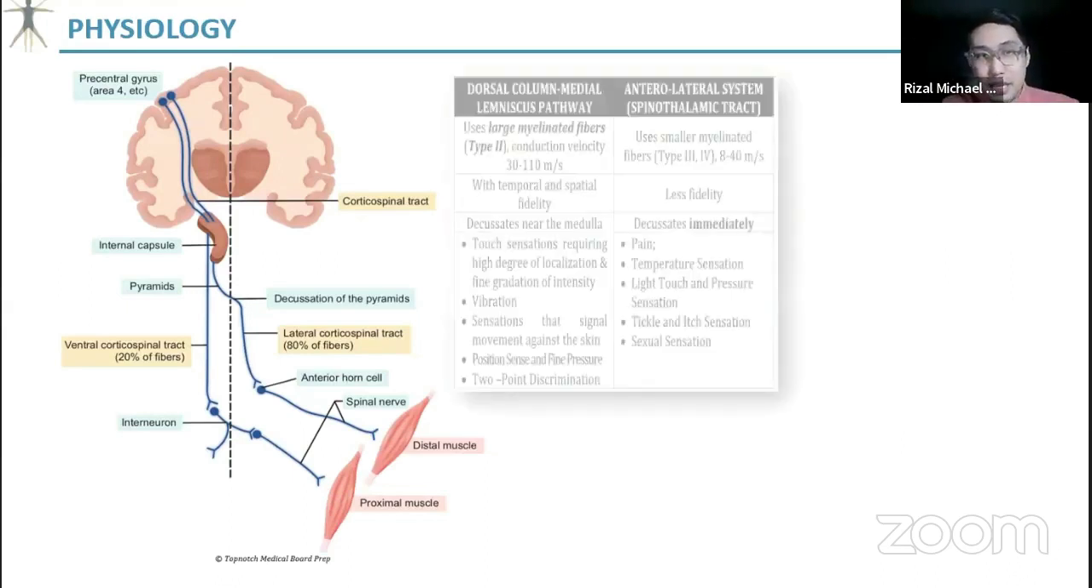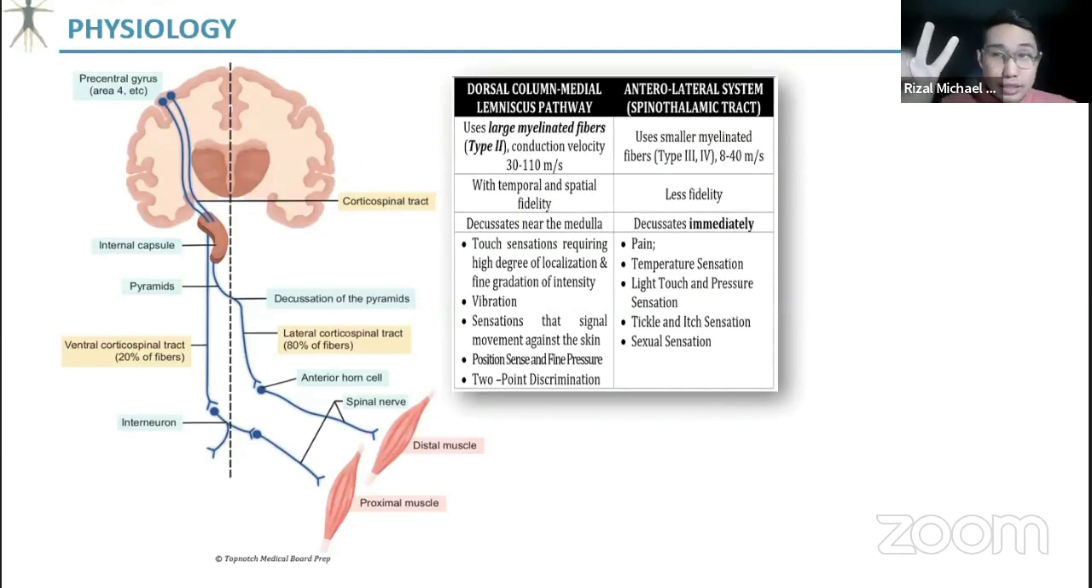Okay? So, we also have your 2 important afferent pathways. Yung dalawang sensory pathways mo, si dorsal column for proprioception, vibration, and then your spinothalamic tract na commonly known for pain and temp function, no? So si dorsal column medial lemniscus pathway naman is also decussate sa lower medulla.